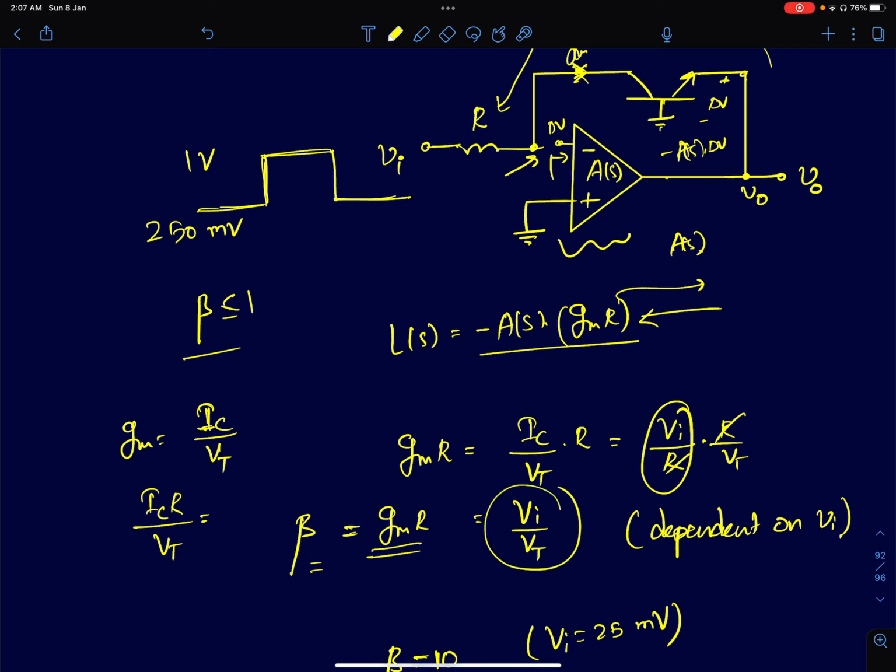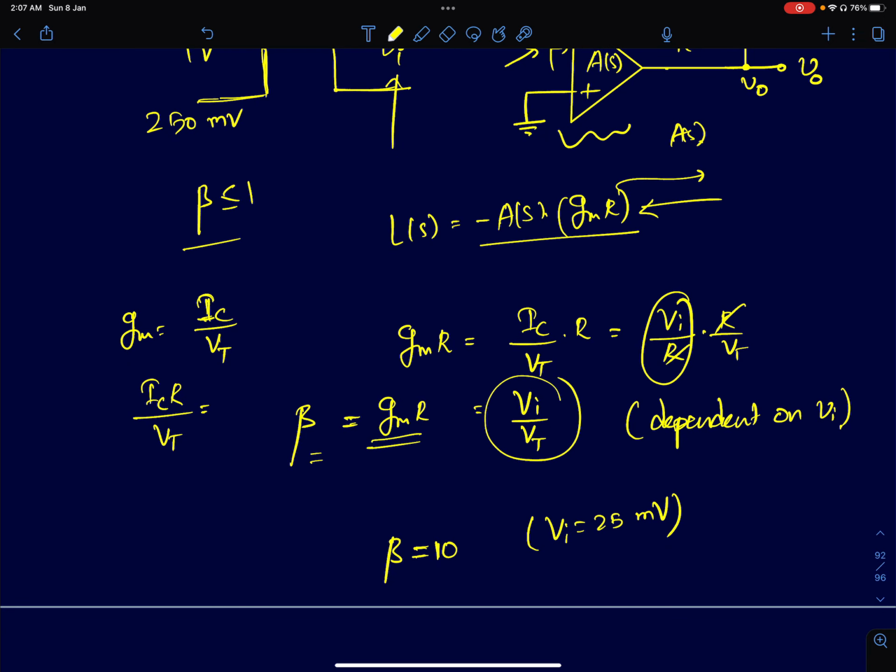Now here is a circuit whose feedback factor beta is a function of the input voltage. So it's a nonlinear circuit. So you should expect such behaviors where the loop gain also is a function of the input voltage. So for the case when the input voltage Vi is 250 millivolts, your beta is 10, right? So it's Vi by Vt. Since I said Vt is 25 millivolts at 300 Kelvin, Vi is 250, which is 10 times Vt, so beta is a factor of 10.